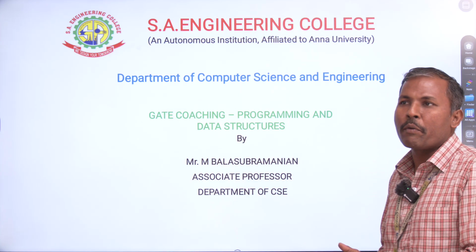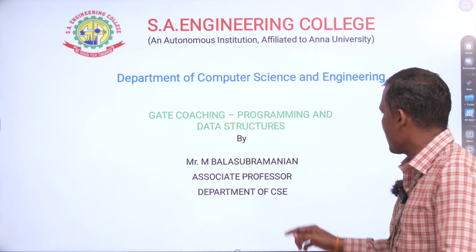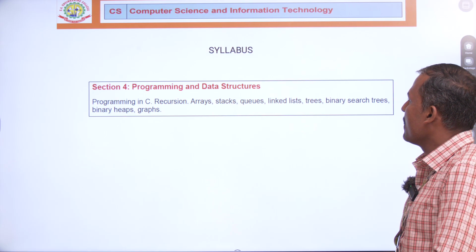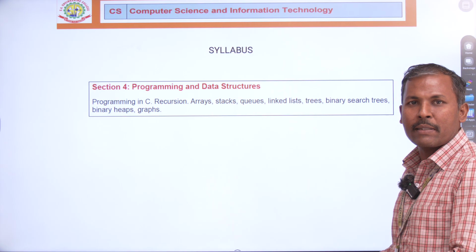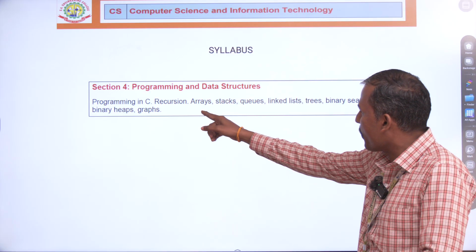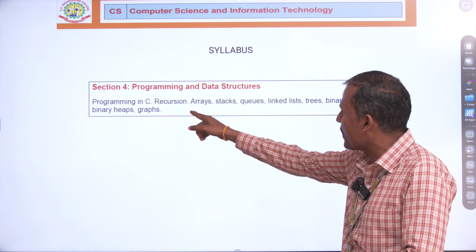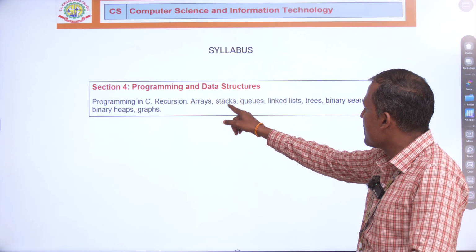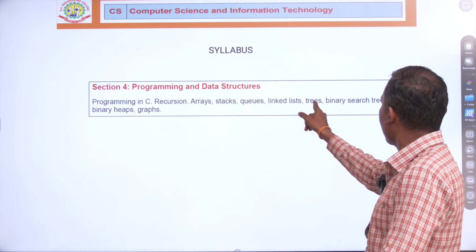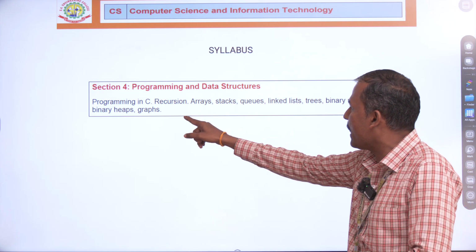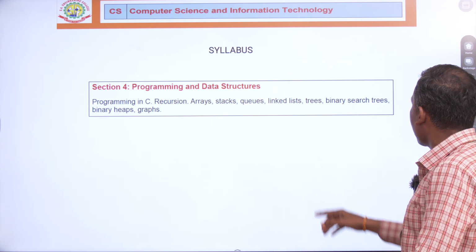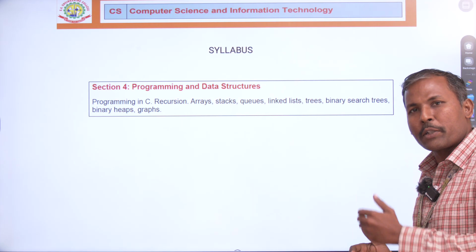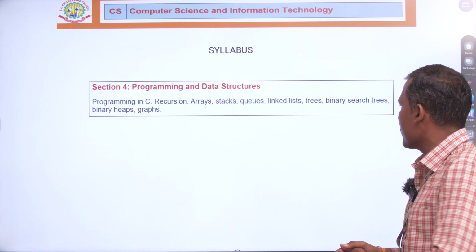Let me give an overview of the programming and data structures syllabus. So this is what the subject syllabus is. So section 4 is all about programming and data structures, and we have topics like programming in C, particularly recursion, and the remaining topics come under data structures: arrays, stack, queue, linked list, trees, binary search tree, binary heap, and graph. So today my topic is binary search tree. I would like to give an introduction about binary search tree and solve a few problems on that.